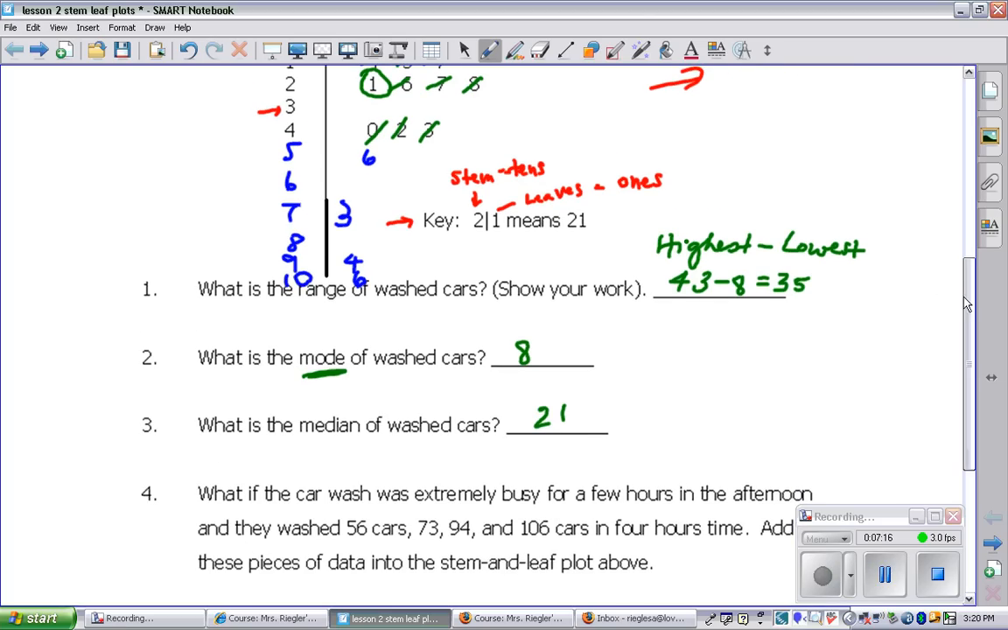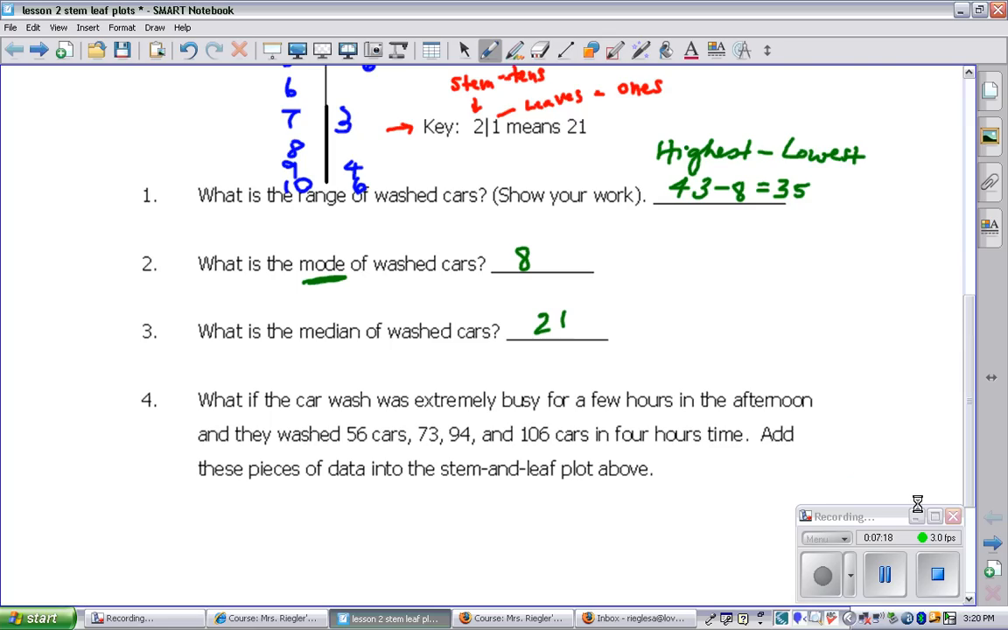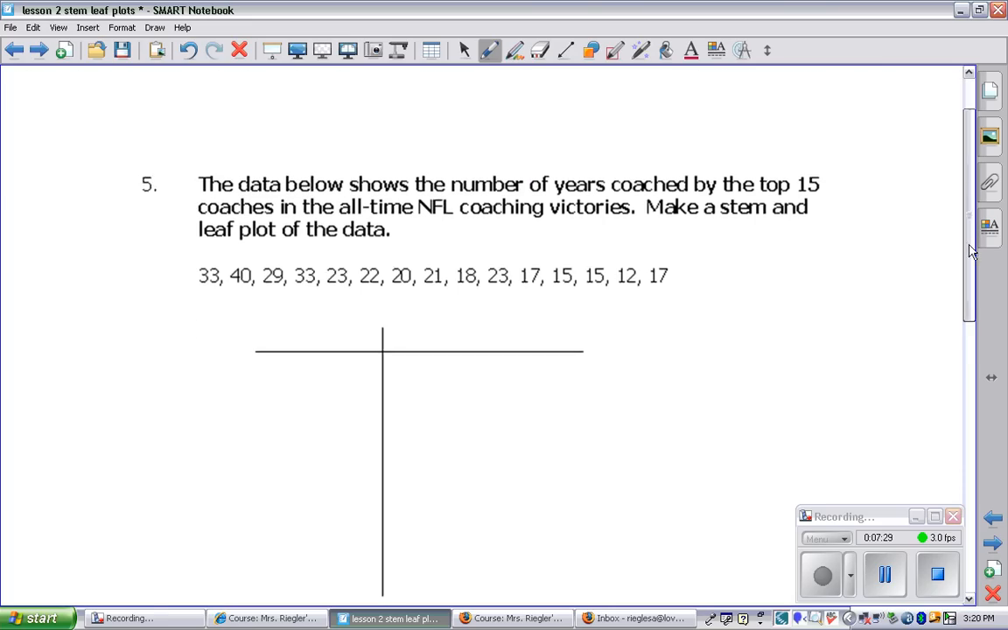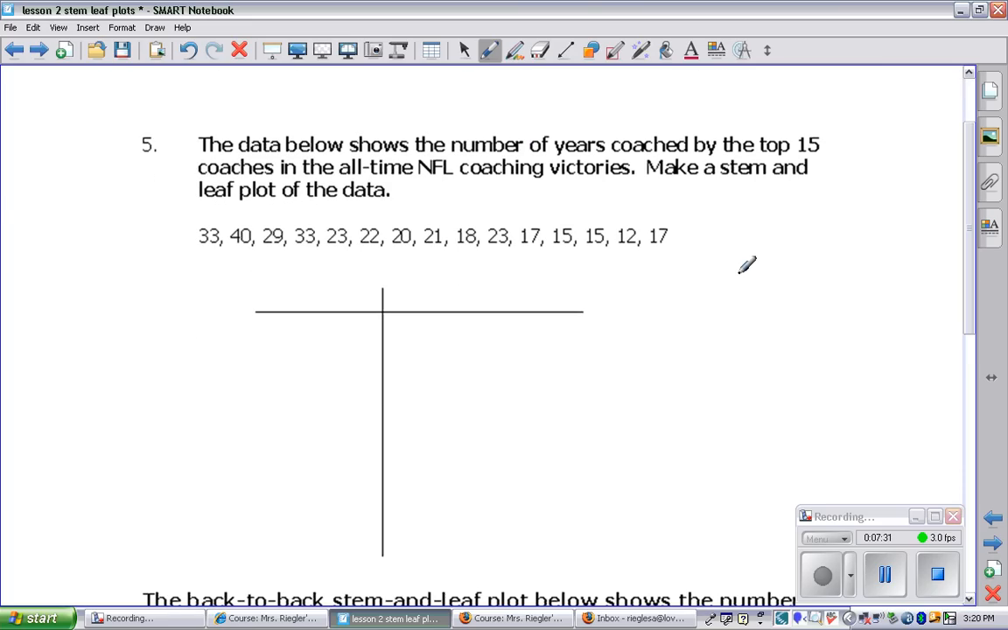Okay, now that we got that one, let's go on to the next page. We've got a basic idea here, so let's see if you can put this into action. Feel free to look back at your last example to help you out. I've got this started and set up for you. It says the data below shows the number of years coached by the top 15 coaches in the all-time NFL coaching victories. Make a stem and leaf plot of the data.